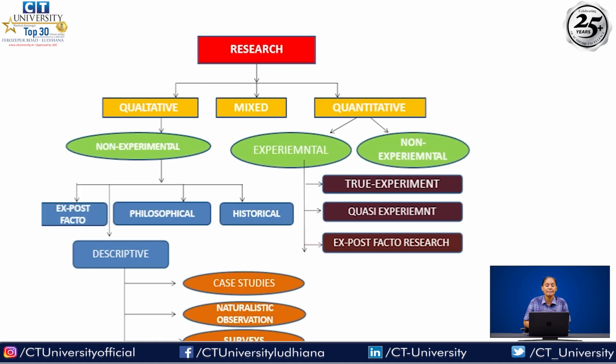Next is research. Research has different types. First is qualitative, second is mixed, and third is quantitative. In qualitative, non-experimental, and in quantitative, experimental and non-experimental both. In non-experimental: ex post facto, descriptive, philosophical, historical. And descriptive are also three types: case study, natural observation, surveys. And in experimental: true experimental, quasi experimental, ex post facto research.